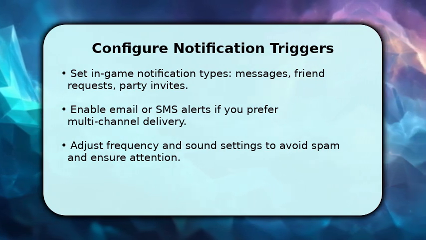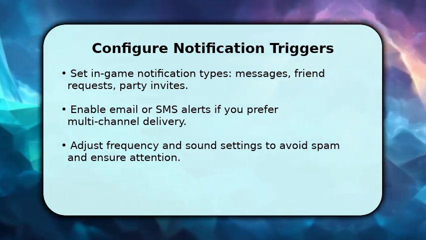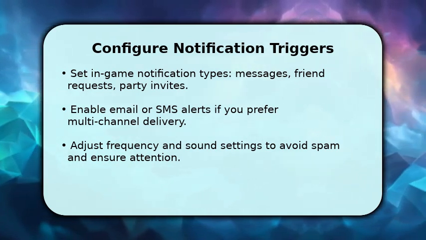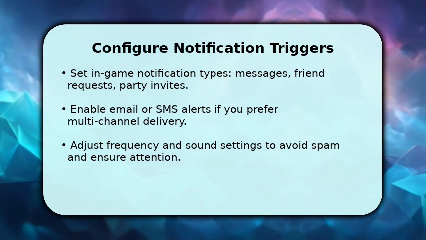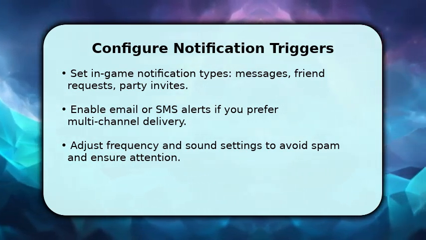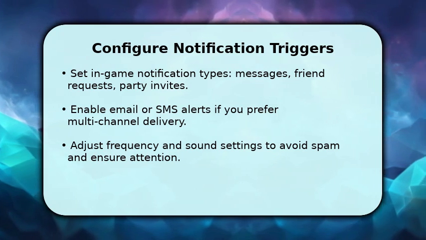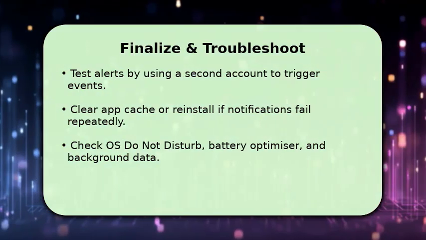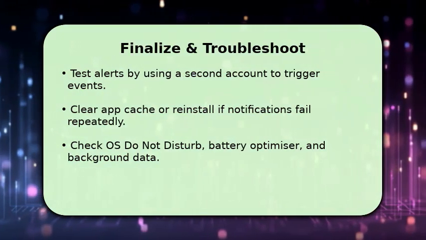Then, enable email or SMS alerts in the account section if you want redundancy. This helps if push fails. Once set, adjust sound and frequency so important alerts stand out. Make sure to save changes and test by sending a friend request or joining a party to confirm your choices function. Finish by testing and troubleshooting so your setup is reliable.